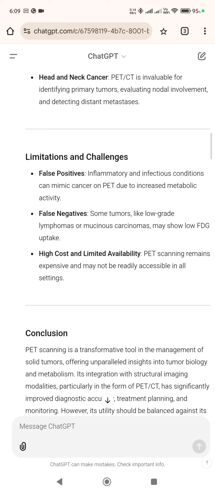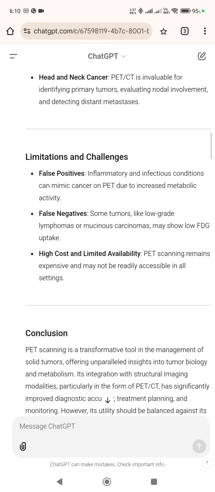Limitations and challenges. False positives. Inflammatory and infectious conditions can mimic cancer on PET due to increased metabolic activity. False negatives. Some tumors, like low-grade lymphomas or mucinous carcinomas, may show low FDG uptake. High cost and limited availability. PET scanning remains expensive and may not be readily accessible in all settings.